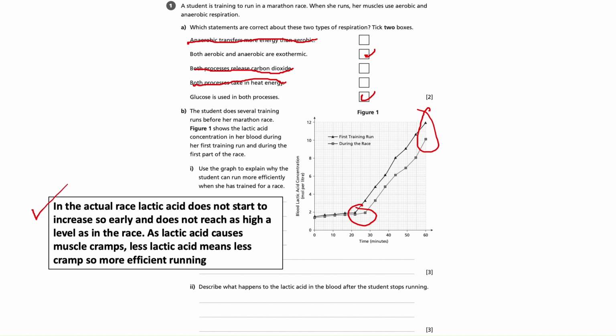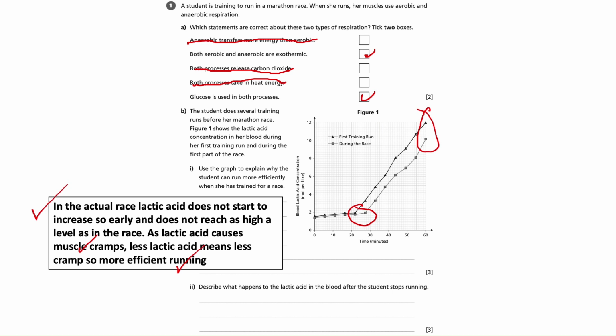As lactic acid causes muscle cramps, that gives us a 2nd mark. Less lactic acid means less cramp, so more efficient running. So what we've successfully done there is combined the data from the graph with our knowledge of what lactic acid does to give us 3 marks for that question.